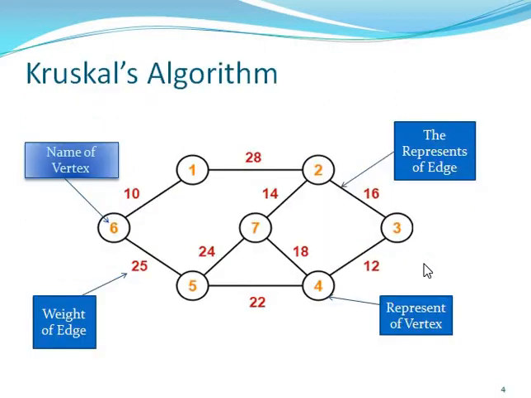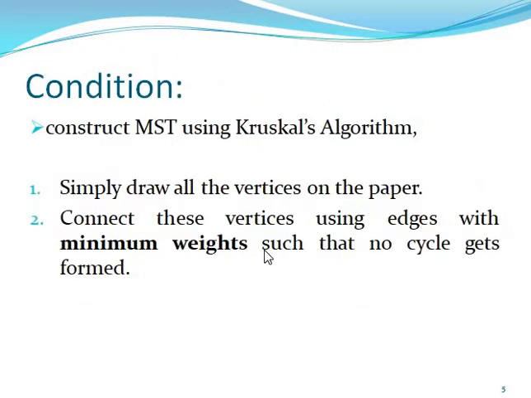What is a cycle? A cycle means you should not connect 4 to 7, and 7 to 2, and 2 to 3, and 3 to 4. So this is one cycle. This is one condition: you must not create a cycle. This is the basic condition. And second, you start with the minimum weight. So this is the basic condition.